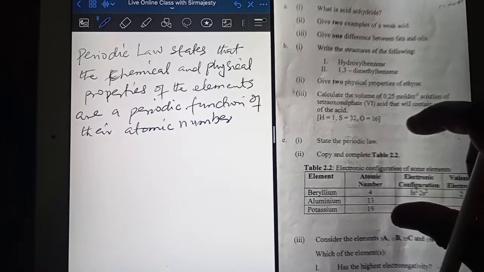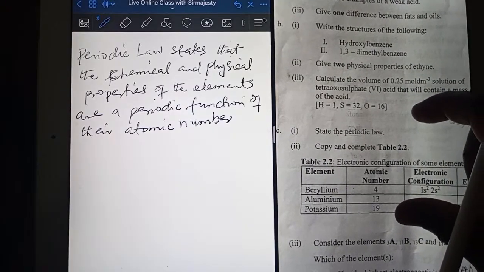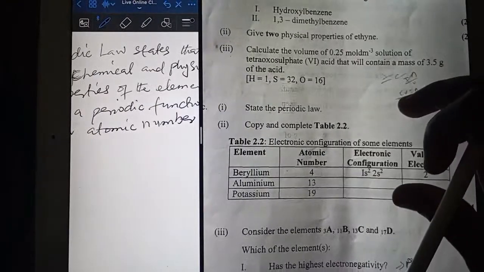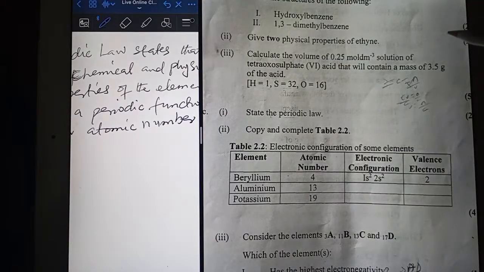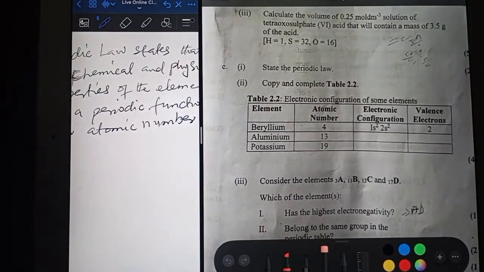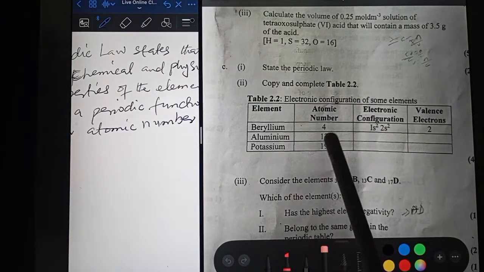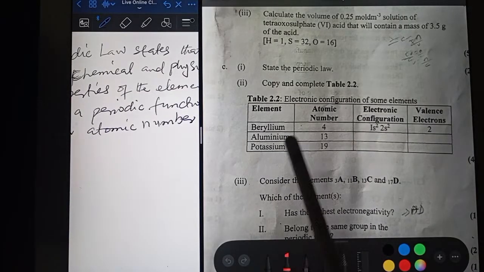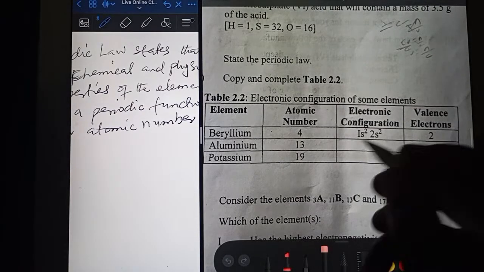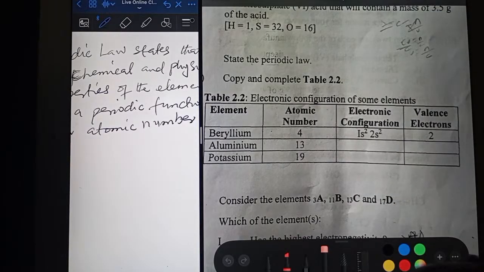The next question, which is CII, says copy and complete the table. Let me write straight on that table. On the questions here, remember I just picked a student's answer script after exams, so the person's trial is what we are seeing here. They say aluminum is 13. They gave us the sample. You just write it now.